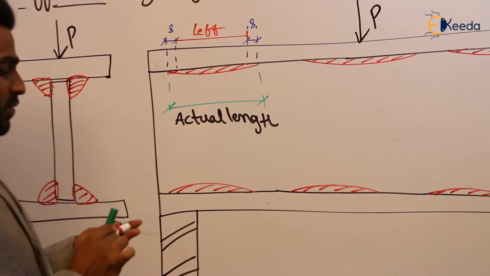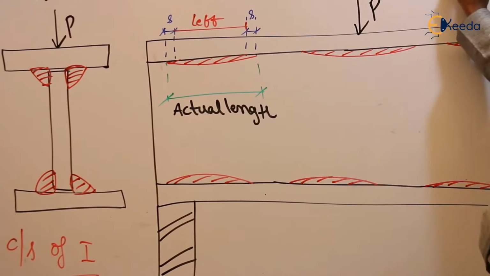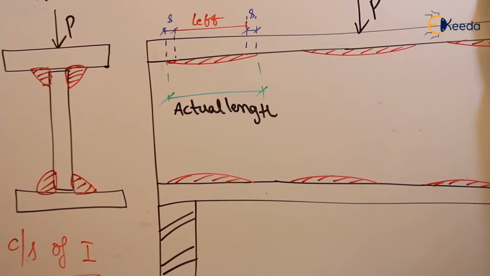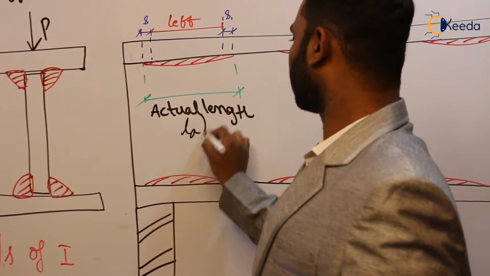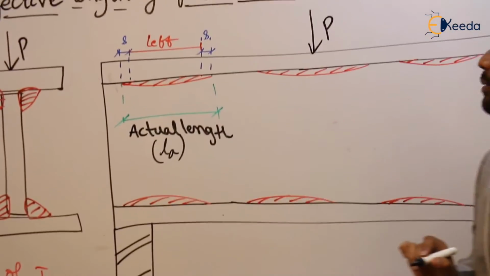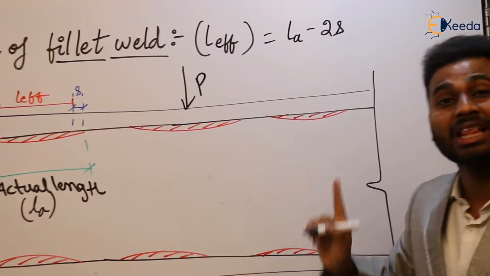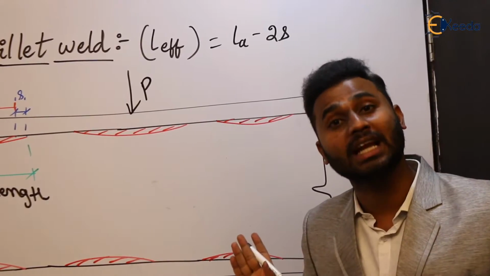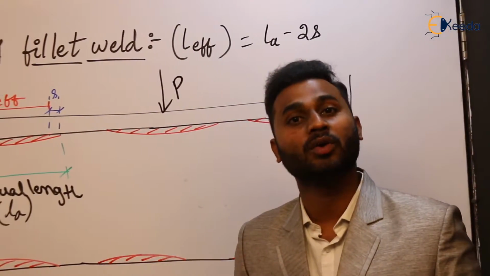So from this we can say, what is L effective? L effective is nothing but the actual length LA minus 2S. So this is the actual length LA. Actual length LA minus 2S. This is the provision for effective length. The length that we are going to see in the diagram or drawing is the effective length.